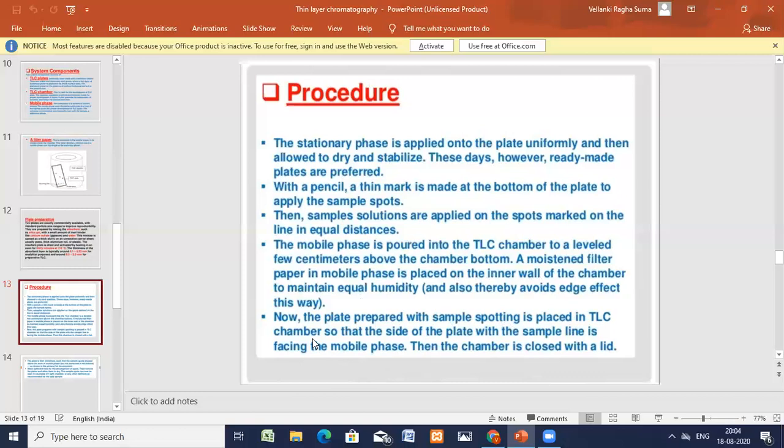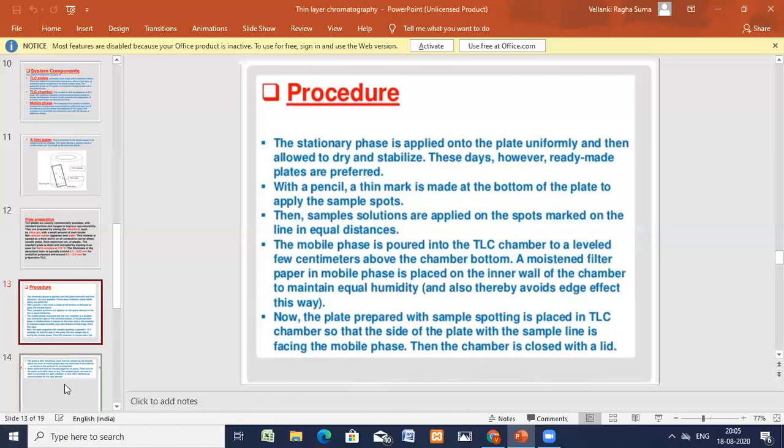The plate we prepared by lining at the bottom, then placing the sample spots with capillary tubes and micro syringes. We have prepared the thin slurry on the plate, applied the sample, and that prepared plate with the sample spotting is placed in the chamber so that the side of the plate with the sample line is facing the mobile phase. Then the chamber is closed with the lid.